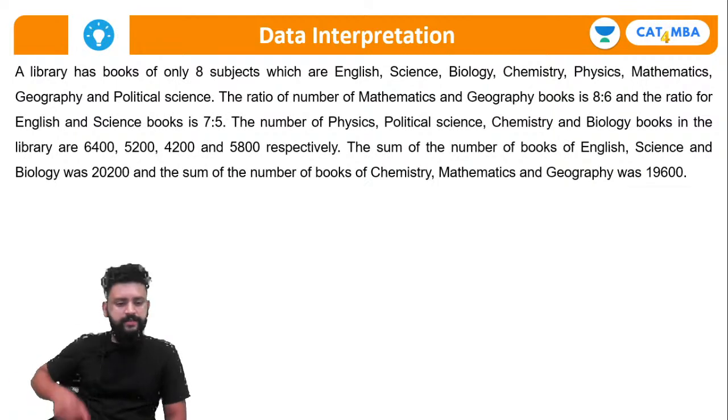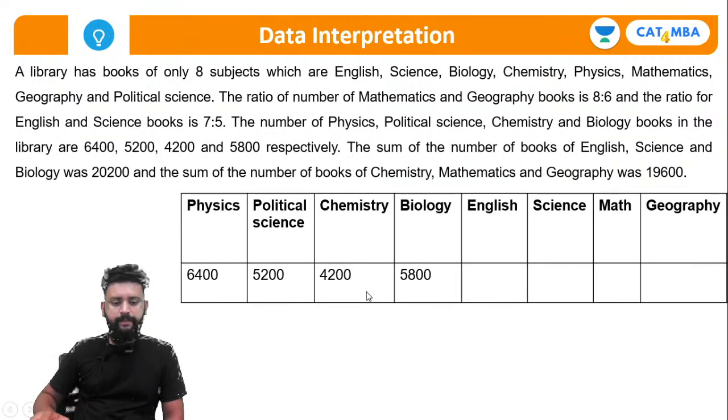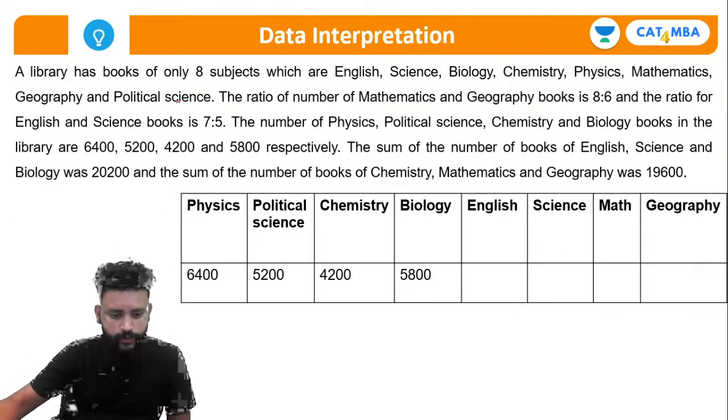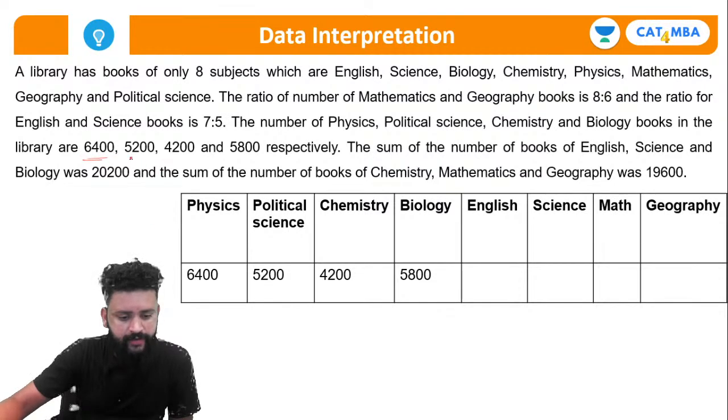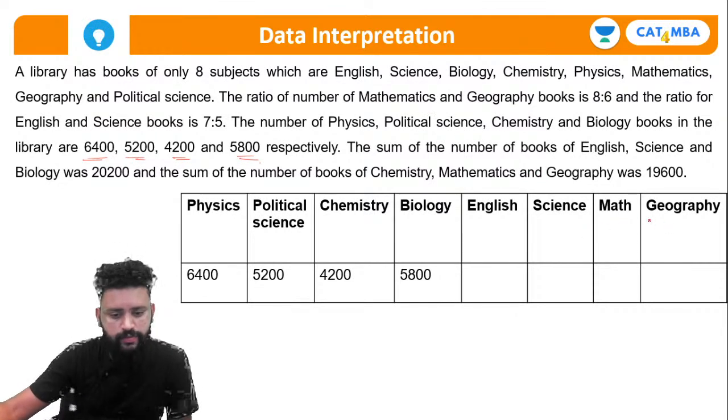So let's start. The data that has been given to us: first, clearly, the numbers for physics, political science, chemistry and biology are directly given: 6,400, 5,200, 4,200 and 5,800. Then we have the ratio of the maths and geography books. Maths and geography books are in the ratio of 8:6, and English and science are in the ratio of 7:5.